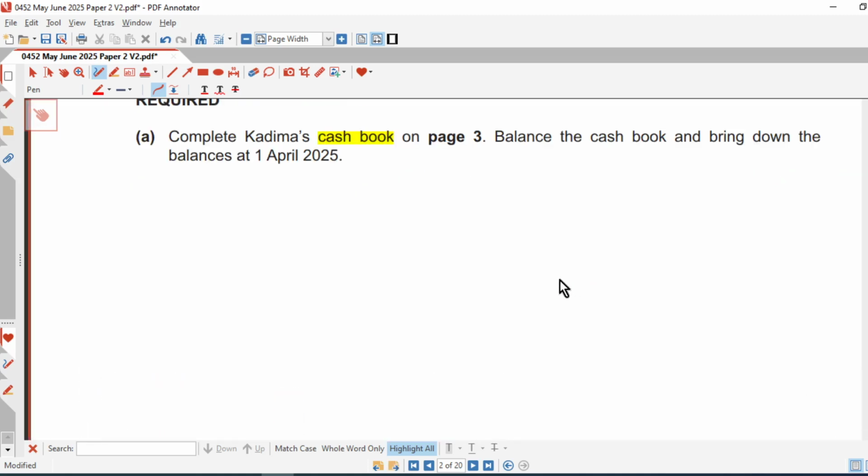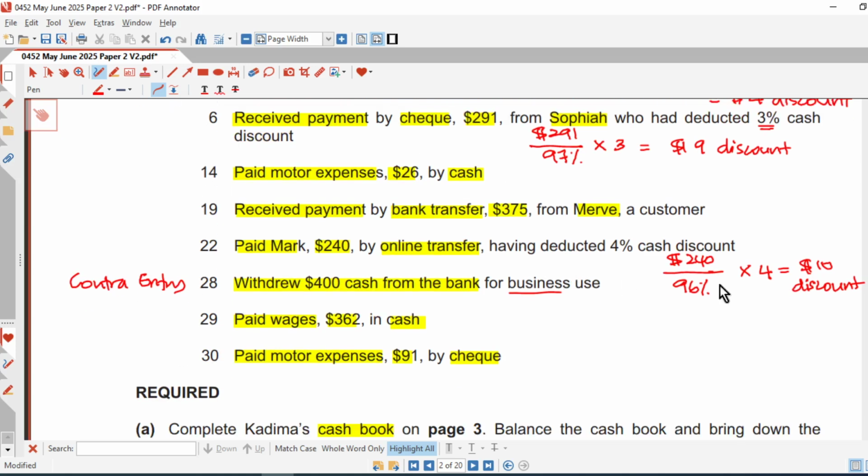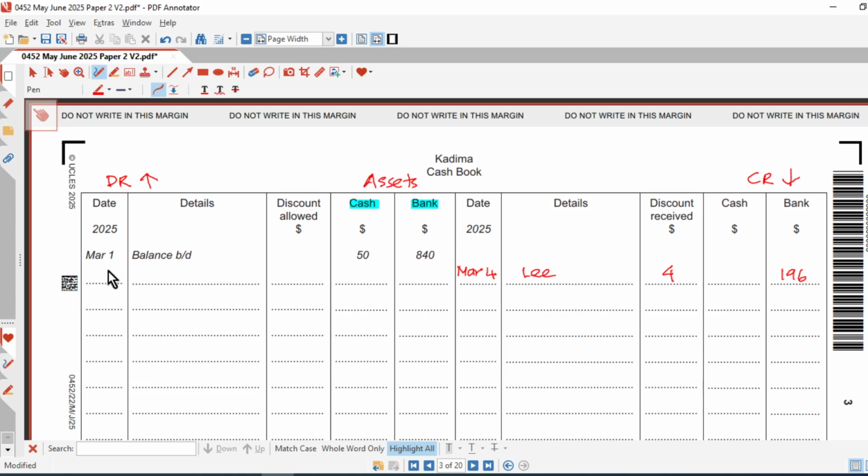So we have our second transaction here. Receive payment from Sophia, 291 by check. So March 6, Sophia, 291. There was a $9 discount which we worked out here. So we're gonna park that in. They're very nice. They highlighted specifically which is discount allowed, which is discount received. Now sometimes they don't do that, so you just have to work it out on your own.